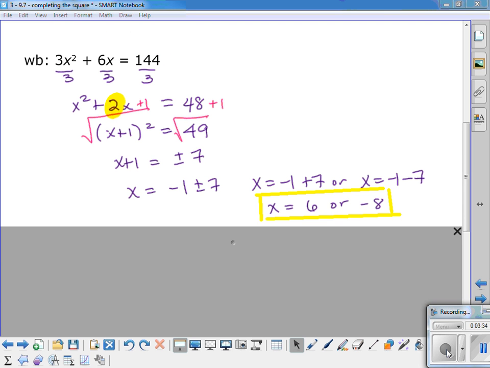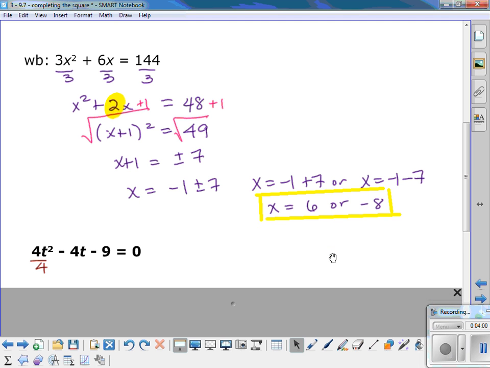Okay, so you divided by 3, and then you got x squared plus 2x on one side and 48 on the other side. Half of 2 is 1. You square that, and you still get 1. And so you get x plus 1, the quantity squared equals 49. Take the square root. X plus 1 is plus or minus 7. And so x is either negative 1 plus 7 or negative 1 minus 7, and you get 6 or negative 8. All right, I have another one for your notes here.